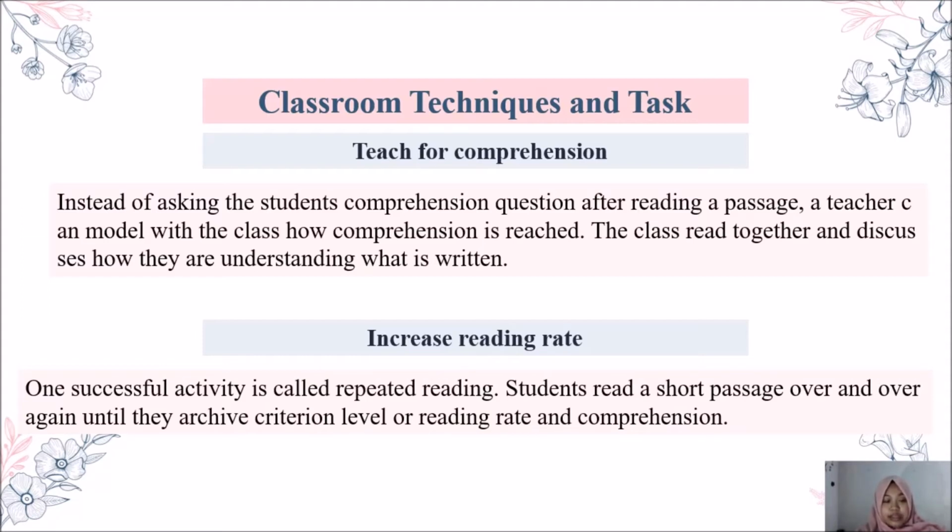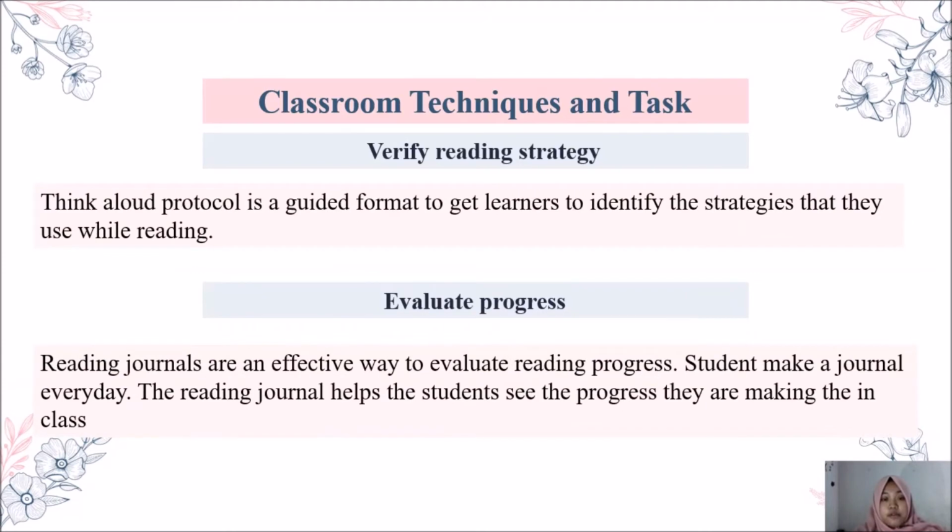Increase reading rate. One successful activity is called repeated reading. Students read a short passage over and over again until they achieve a criterion level of reading rate and comprehension. Next, verify a reading strategy. Think-aloud protocol is a guided format to get learners to identify the strategies that they use while reading.